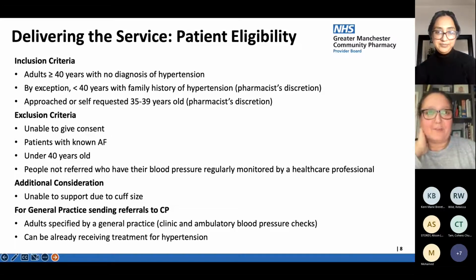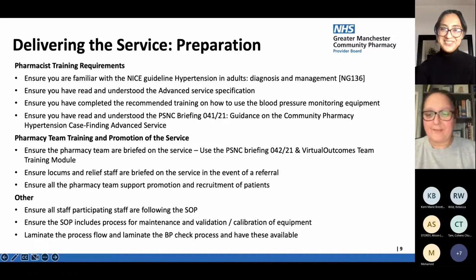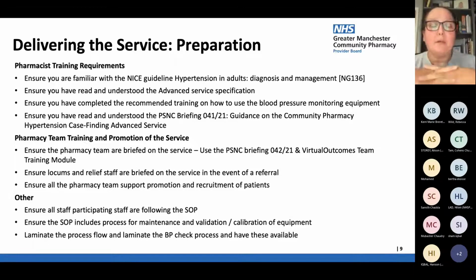Thanks, Lodger. I think it's over to me now for the next few slides. Right, so on to delivering the service and getting prepared and ready. For those of you that are just getting started with the service, it's important that you prepare well. And this slide sets out some of the information that may help you to get organised.